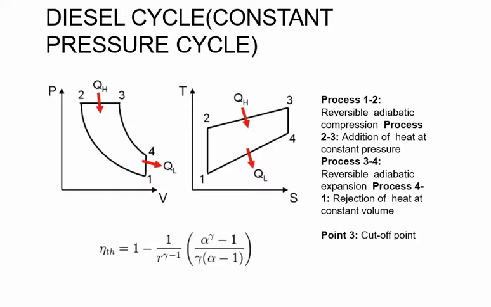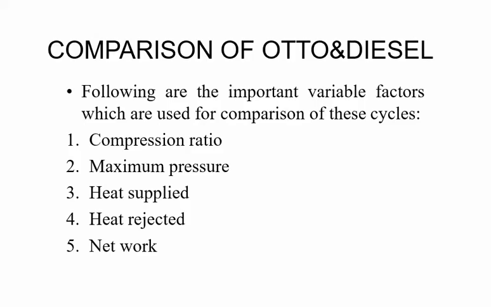Next we have the comparison between the Otto cycle and the diesel cycle. The following are the important variable factors used for the comparison of these cycles. First, on the basis of the compression ratio. Second, on the basis of maximum pressure. Then heat supplied and rejected, and finally the work done.